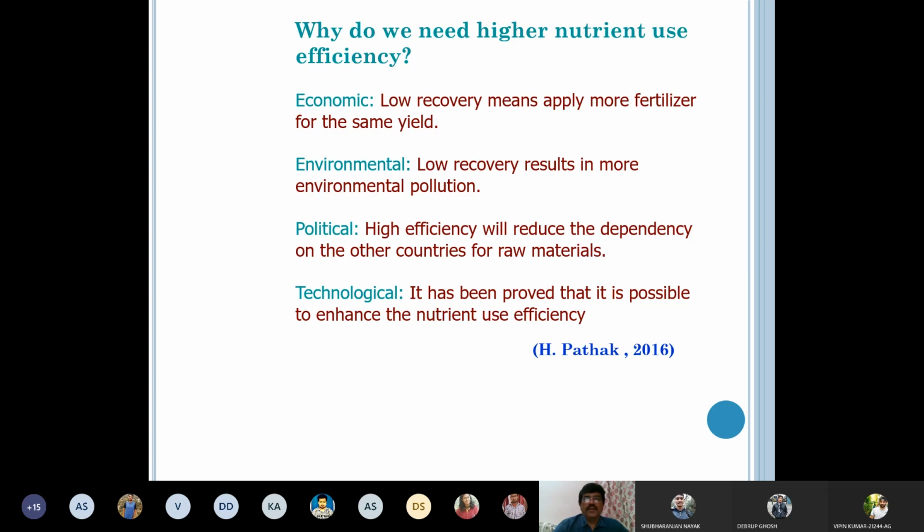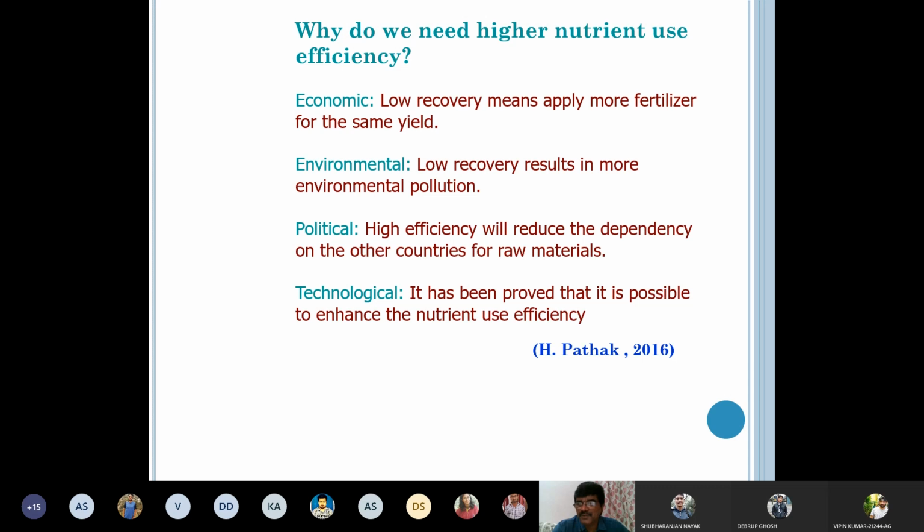So then we need to increase the nutrient use efficiency. Definitely it is too low. There are several issues. So the question comes, why increase the nutrient use efficiency? The first and topmost reason is economic compulsions, because to get the same yield, farmers are required to apply more and more. That means the cost of production will increase, because to get the same yield you need to apply twice or 1.5 times more of the nutrient. Then farmers may not get the desirable profits. So low recovery means apply more fertilizer, which means invest more money. That way farmers will be in loss.